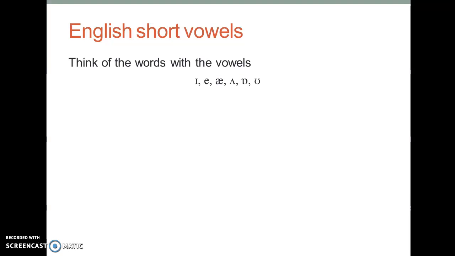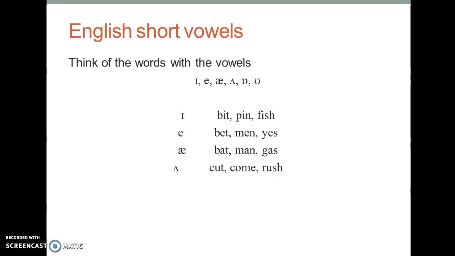And then we move on to English short vowels. Think of words with the vowels I, E, O, U. For example, I in pit, fish. E in Batman, yes. A in Batman, yes. O in cut, rush. O in pot, gone, frost. Or U in put, pull, push.